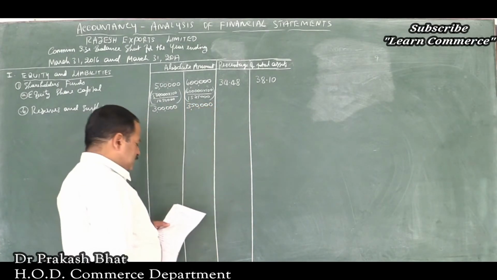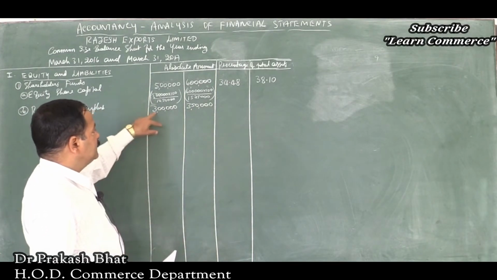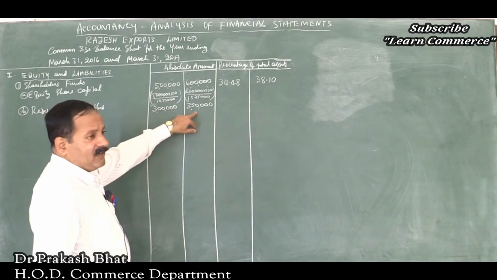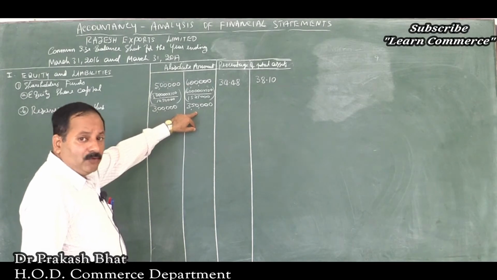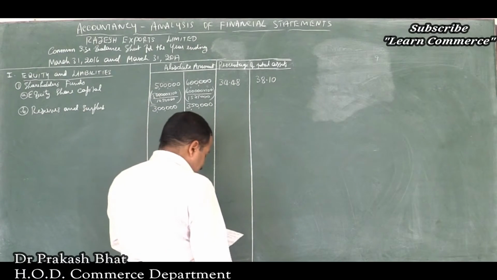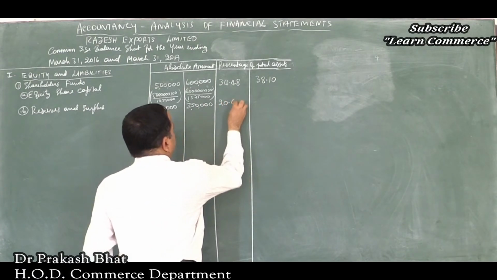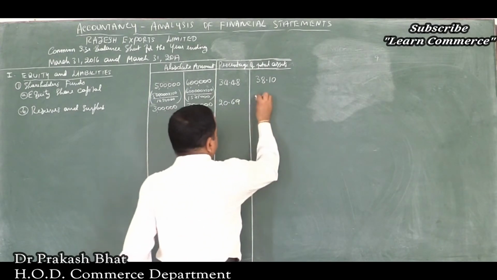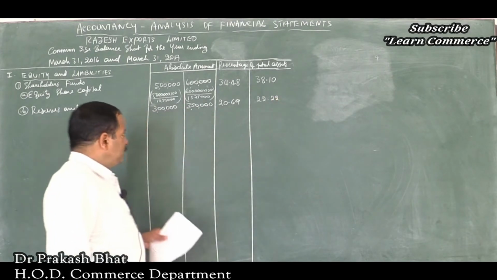If you calculate percentage, 14 lakh 50,000 means 100. 3 lakh means how much? Here 15 lakh 75,000 means 100. 3 lakh 50,000 means how much? That's how you have to calculate it. You get the percentage 20.69 and 22.22.